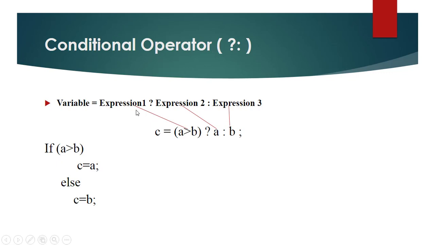Now let's see this with an example. Here you can see this is expression 1, this is expression 2, and this is expression 3. If A is greater than B, check. This is the conditional, we applied this operator here. We are checking this condition. If A is greater than B, then C is equal to A, else C is equal to B.